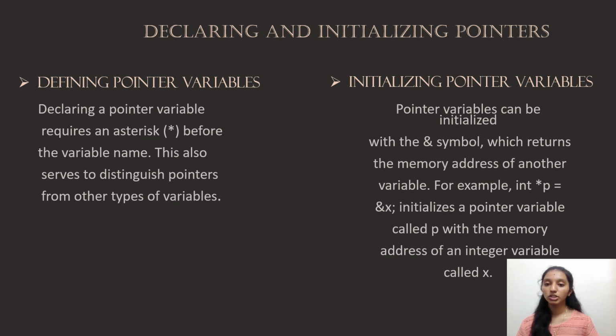Now, let us know about declaring and initializing pointers. Declaring pointer variables. Declaring a pointer variable requires an asterisk before the variable name. This also serves to distinguish pointers from other types of variables. Initializing pointer variables. Pointer variables can be initialized with the symbol &, which returns the memory address of another variable. For example, int *p = &x; initializes a pointer variable called p with the memory address of an integer variable called x.